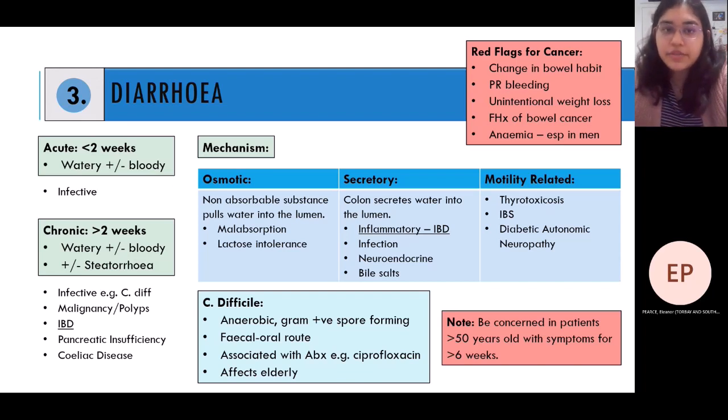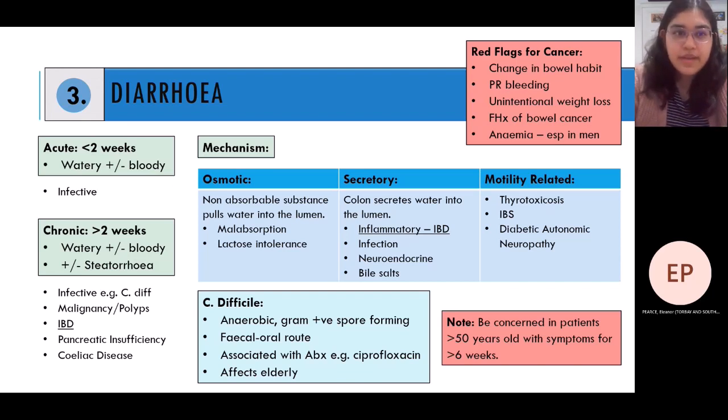So things like thyrotoxicosis and diabetic autonomic neuropathy, or even irritable bowel syndrome. Of note, though, irritable bowel syndrome is a diagnosis made by exclusion, so you want to make sure you've done the appropriate investigations to rule out other causes of the diarrhea. So C. diff is a gram-positive spore-forming bacteria, and it's often associated with prolonged antibiotic use.